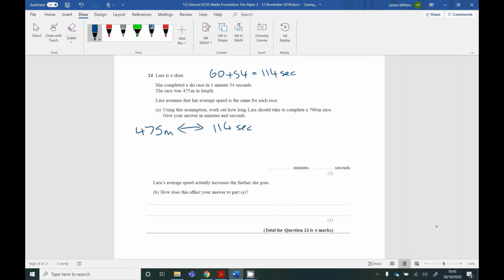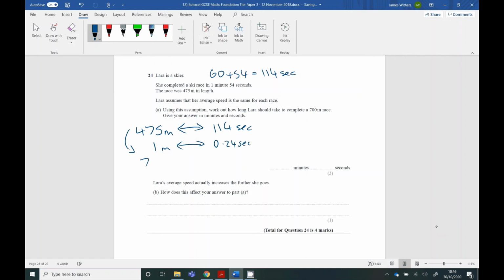Right, now assuming she travels at the same speed all the time, how long would it take her to complete a 700 metre race? So let's start off by going back to how long it would take her to complete 1 metre. To do 1 metre, we're going to have to divide by 475. So do 114 divided by 475. And we can see that it takes her 0.24 seconds to cover every single metre.